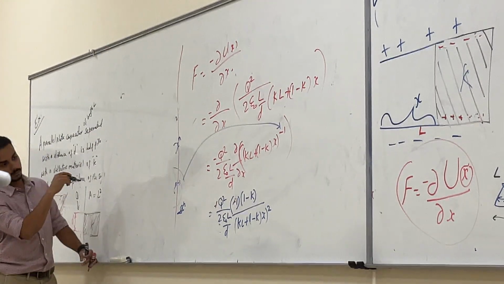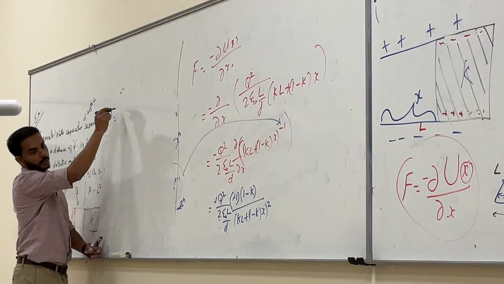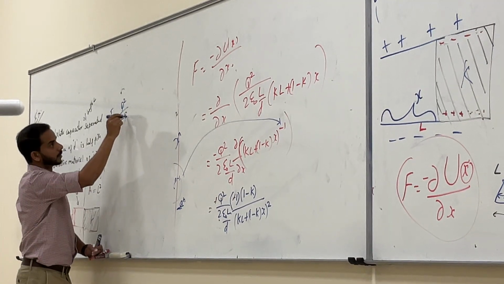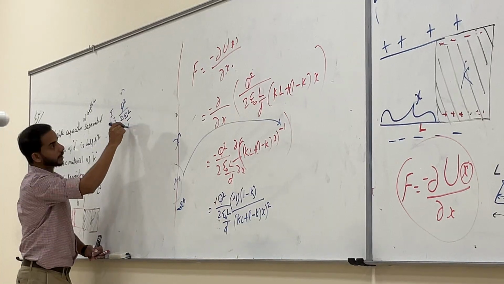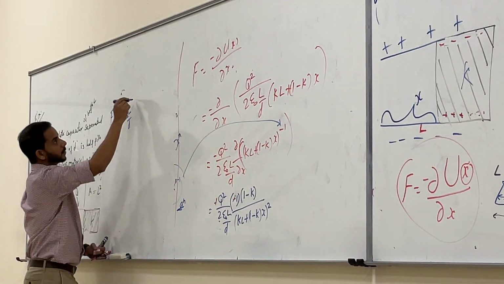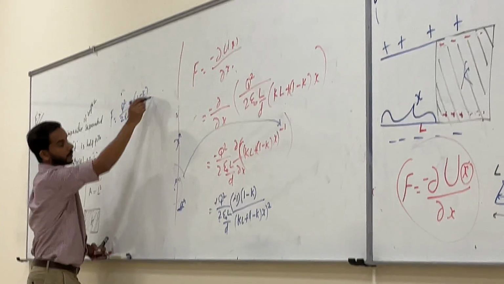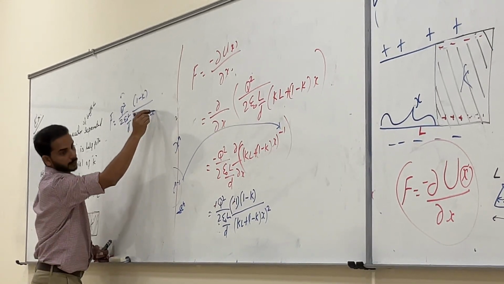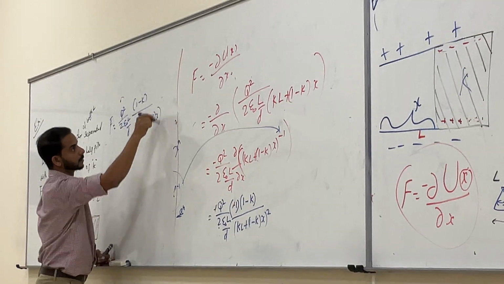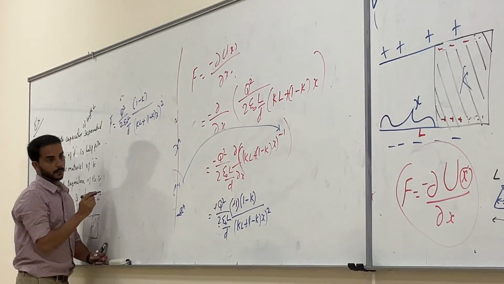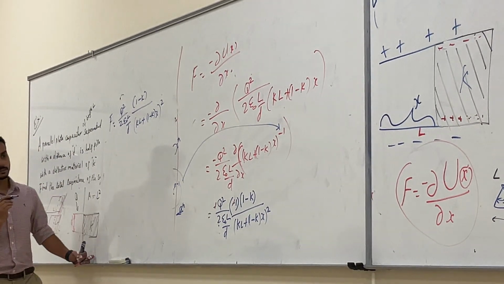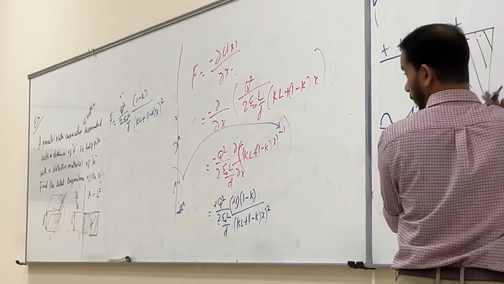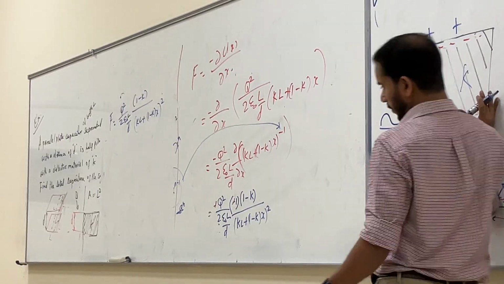Now, let's check this force. Q squared, minus minus will cancel. 2 epsilon 0 L over D, into (1 minus K) over (KL plus (1 minus K) x) squared. Now just look, this is the force I have when the slab is inserted. This is the final answer.